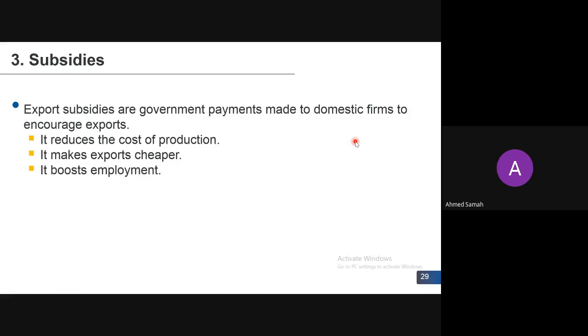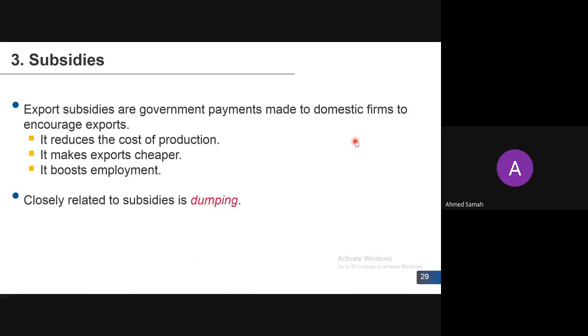And it will also boost employment in the economy, because with the subsidies the cost of production falls, and they can export more goods and services. Because of that, there will be an increase in production because now they have a bigger market to cater to. So in order to cater for this bigger market and higher production, they can hire more employees, and the unemployment rate in the country will fall.